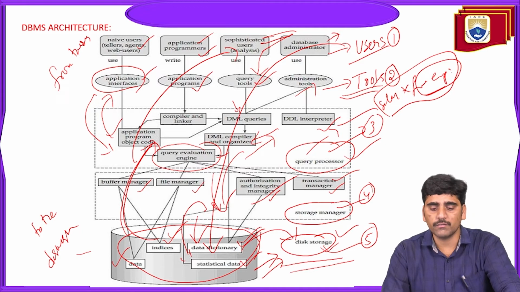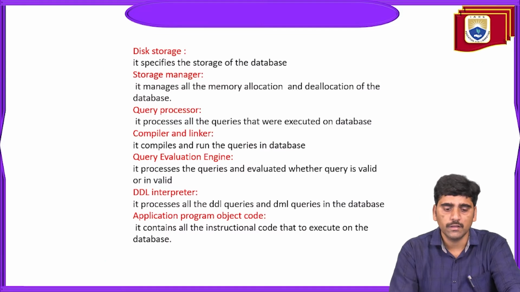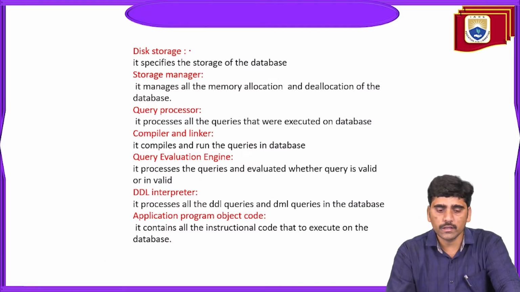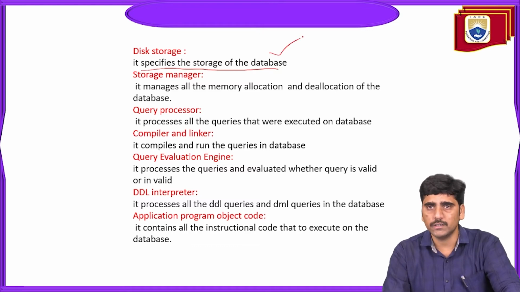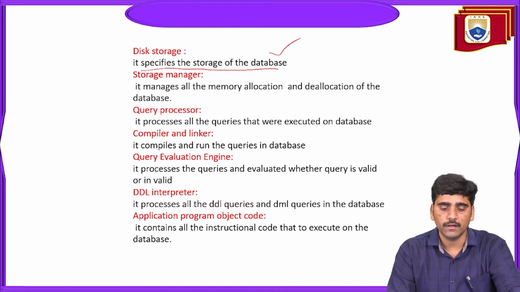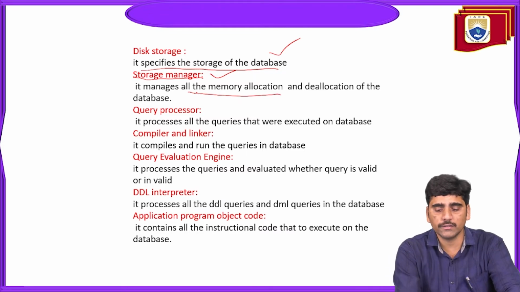So we will see what will happen. Disk storage: what is disk storage? It specifies the storage of the database, where you are going to store it actually. The actual location or physical location of the data is going to be specified. And the second one is what? A storage manager. It manages all the memory allocation and deallocation of the database.